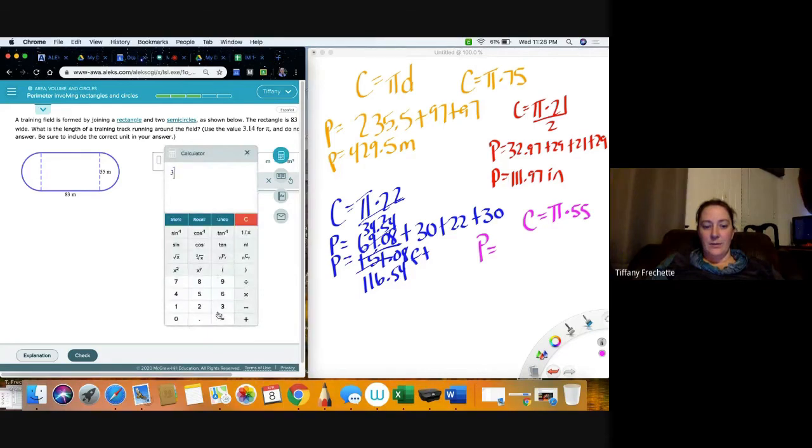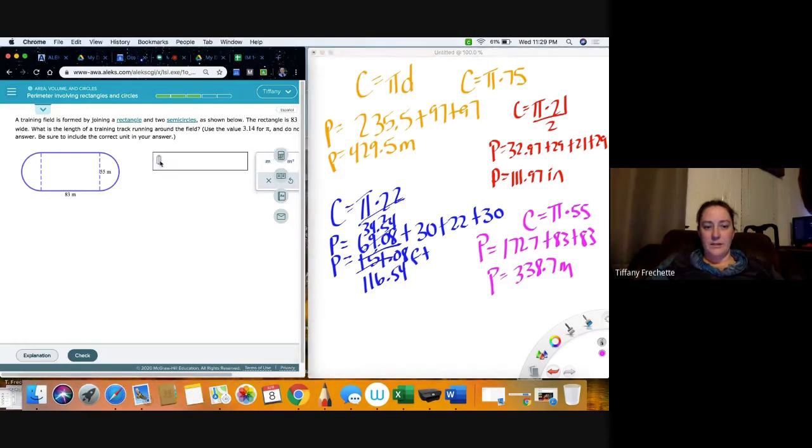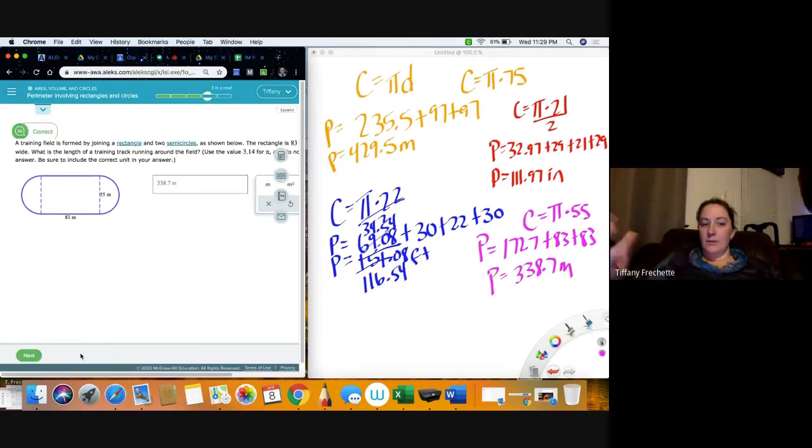So we're going to have 3.14 times 55, and that's going to give us 172.7, and then we're going to add 83 and 83. So our perimeter equals 338.7 meters. All right, so we have 338.7 meters. Check. And we finished the other one.